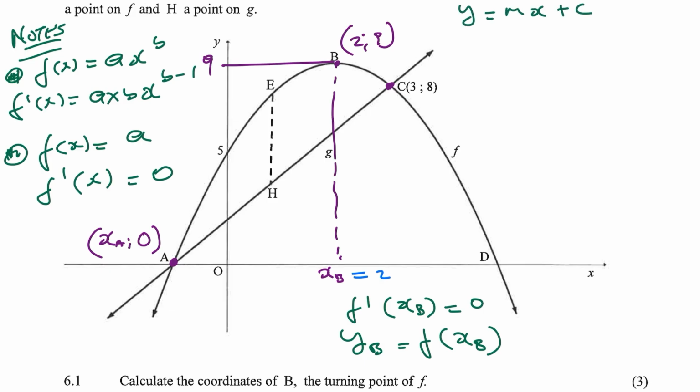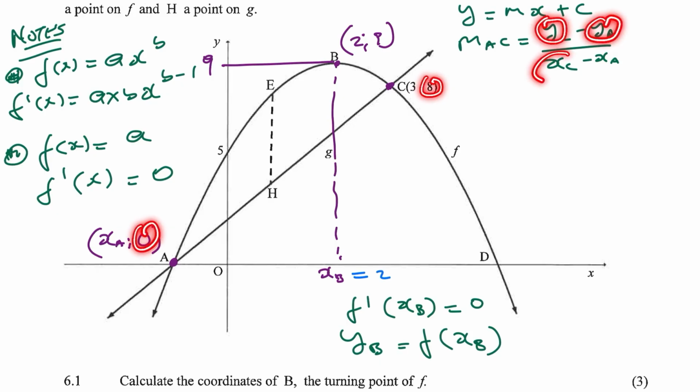The equation of a straight line is y is equal to mx plus c. Now we need to find the gradient of this line. So the gradient of this line AC is equal to yc minus ya over xc minus xa. So we know the y value of c is 8, and the y value of A is 0. We know the x value of c is 3, but we don't know the x value of A. How do you find the x value of A?